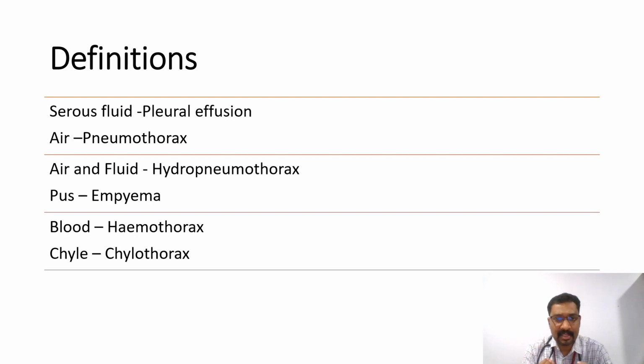If serous fluid accumulates, it is a pleural effusion. If air accumulates, it's called a pneumothorax. If air and fluid accumulate, it is called hydropneumothorax. If pus accumulates, it's called an empyema. And blood or chyle is called hemothorax or chylothorax respectively.